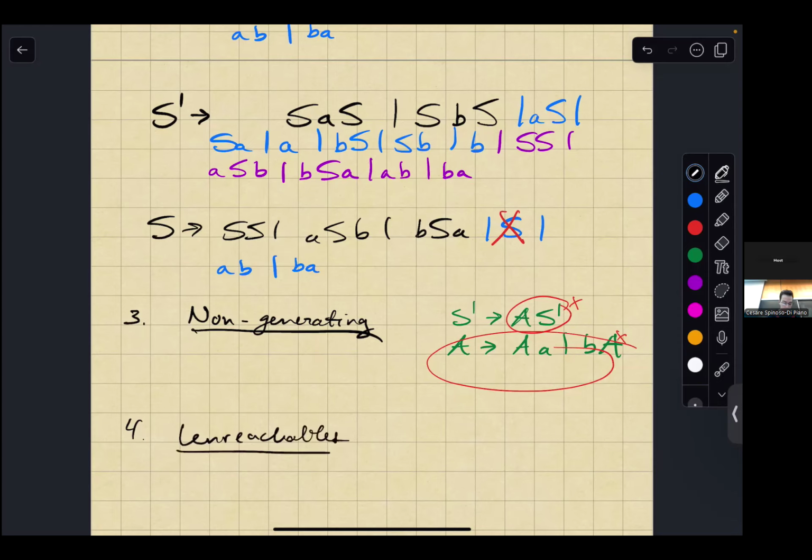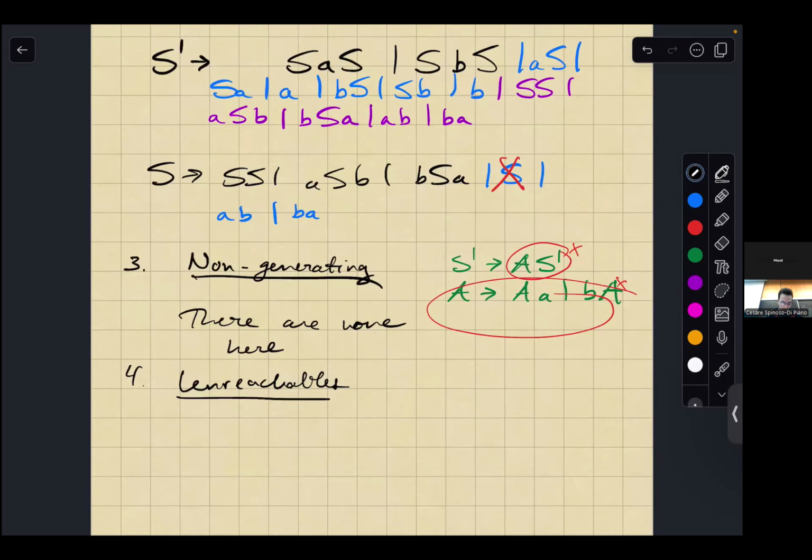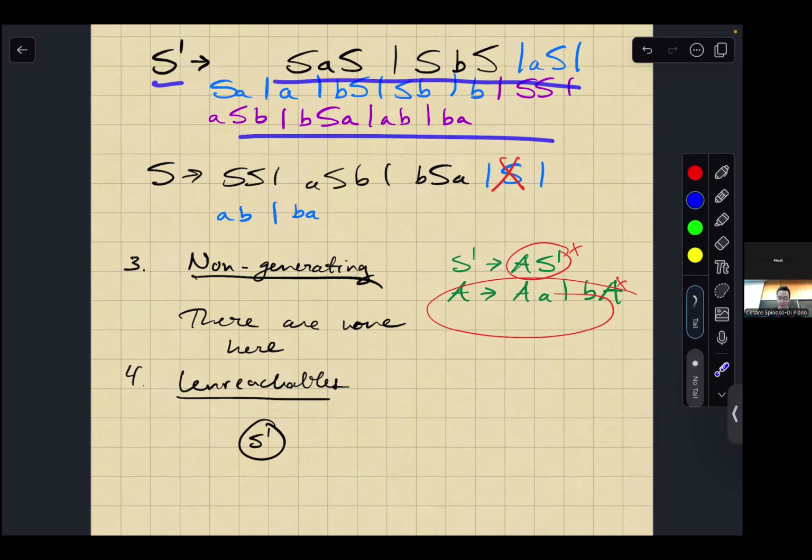So in this case, there are none. There are none here. For unreachables, I have to check whether from my start variable, so in this case, my new start variable is S prime, can I reach all the other variables? So again, in this case, very easy, right? Because I can reach all of my other variables, because in this case, my only other variable is S, right?